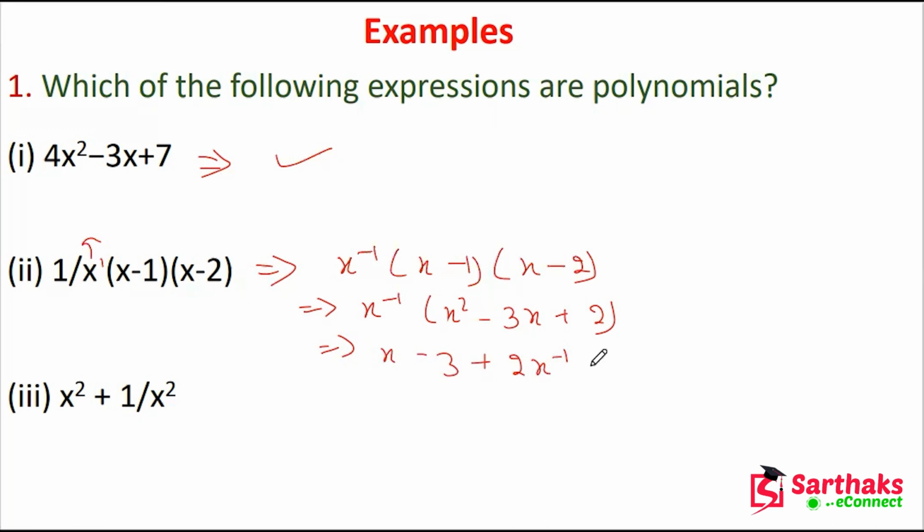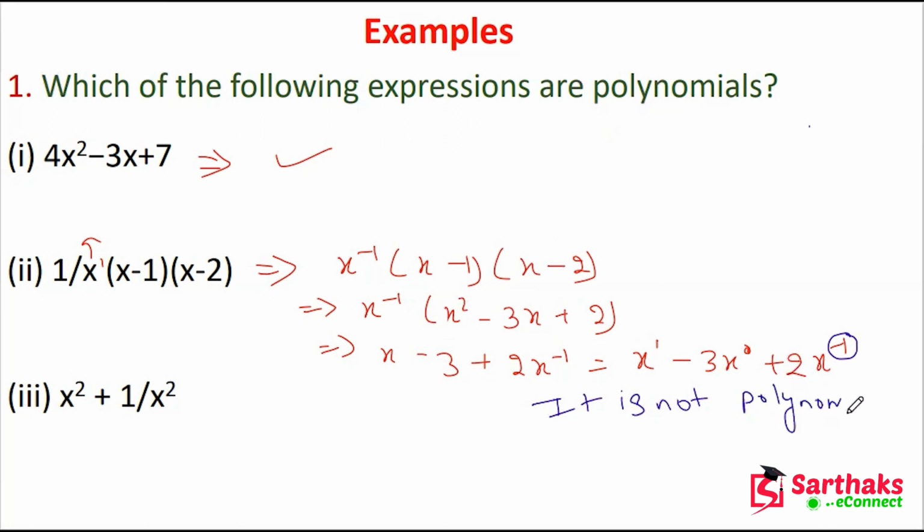Now here is x raised to power 1 minus 3 into x raised to power 0. X raised to power 0 means 1, so we can write it as 1. There is no change, plus 2 raised to power minus 1. Now here this power is not a whole number, so we can say that it is not a polynomial. Okay, I hope you get this point.